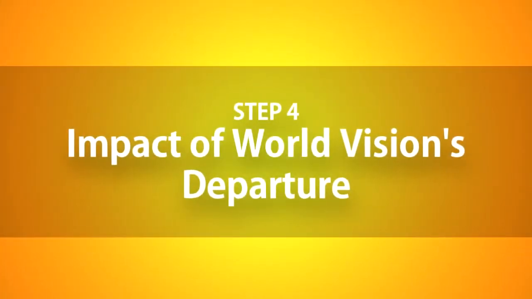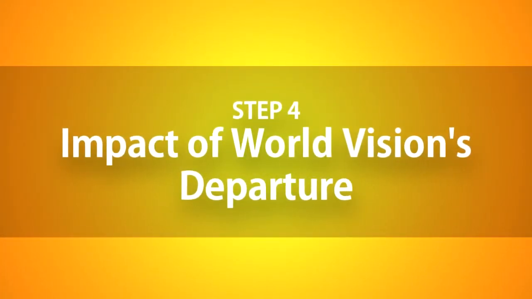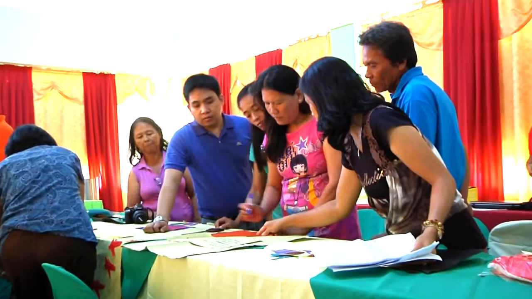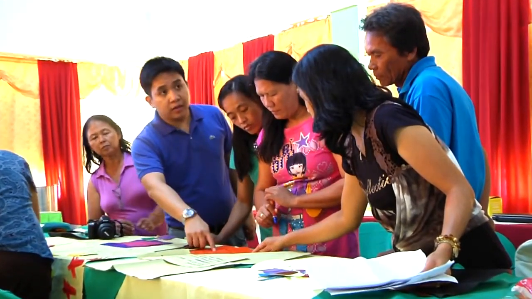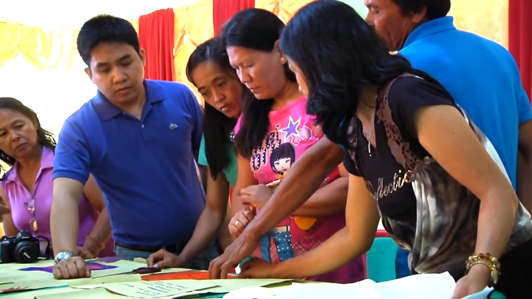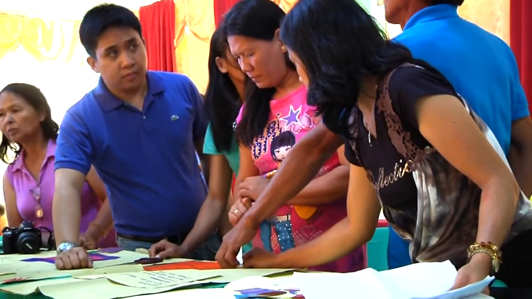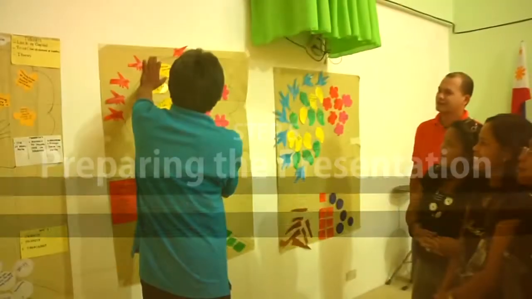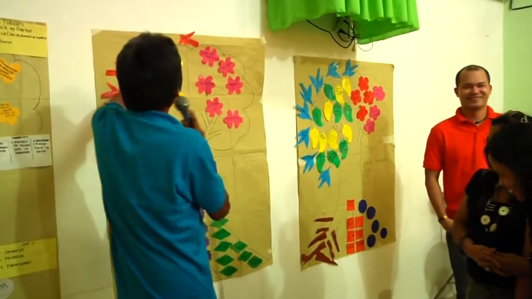Step 4. Discuss the impact of World Vision's departure on the sustainability of the fruit. Ask to mark those fruit which may be affected. Write those ideas on a flip chart that can be used in the transition workshop to discuss the transfer of responsibilities. Step 5. Preparing the presentation of the group work in the General Assembly.